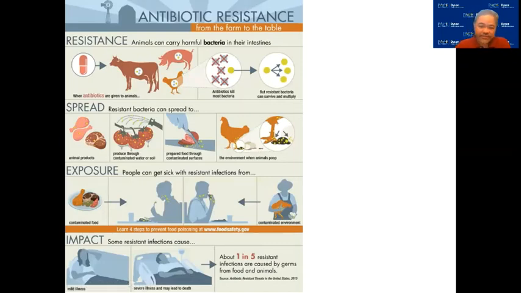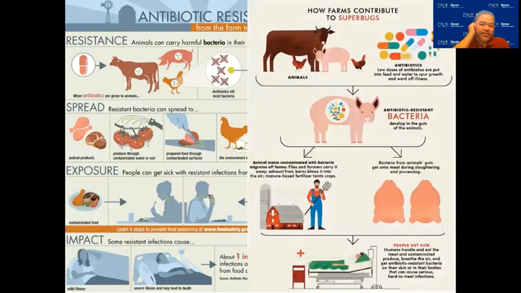About 1 in 5 resistant infections are caused by germs from foods and animals. So the problem that we have right now is these superbugs, and farms are one of the contributors of these superbugs. If we use antibiotics as a growth promoter, the low doses of antibiotics that we give them will allow the growth of these microorganisms. And in doing that, you're developing antibiotic resistance in the gut of the animals.